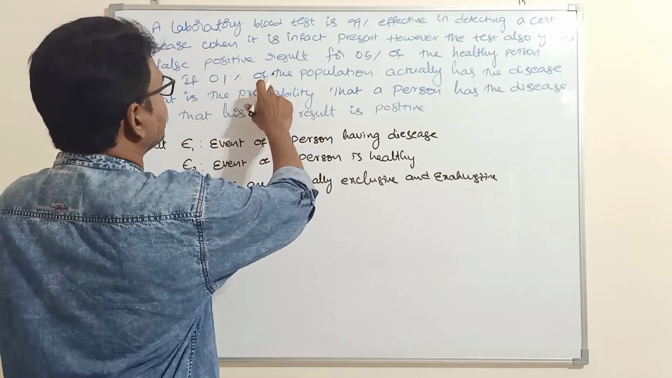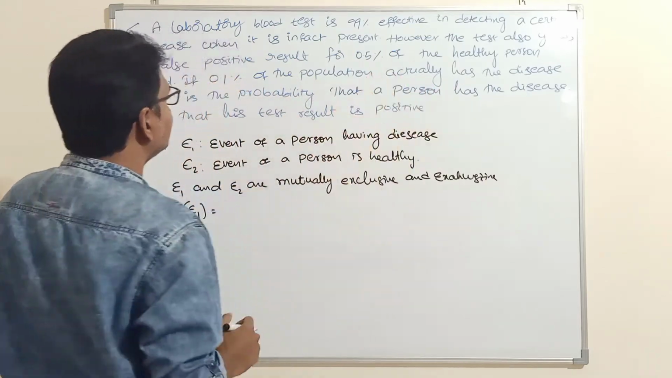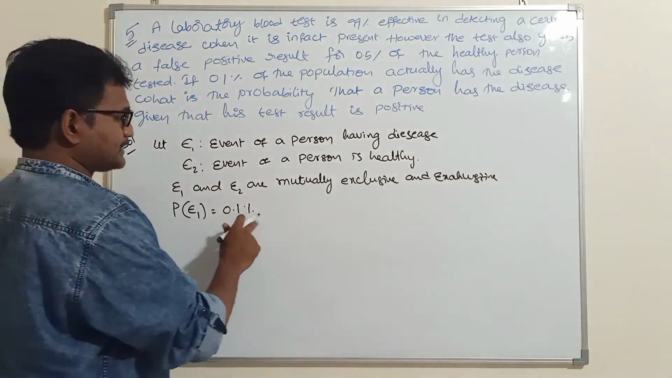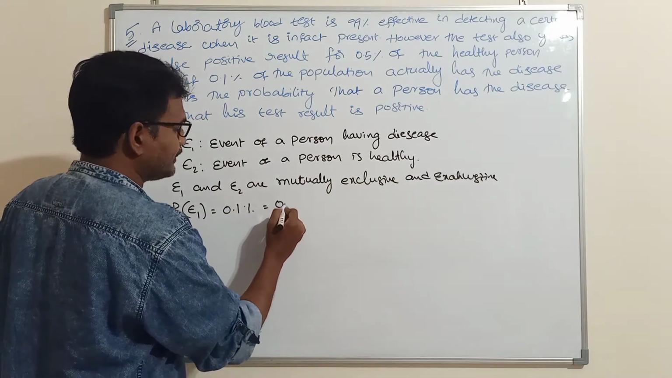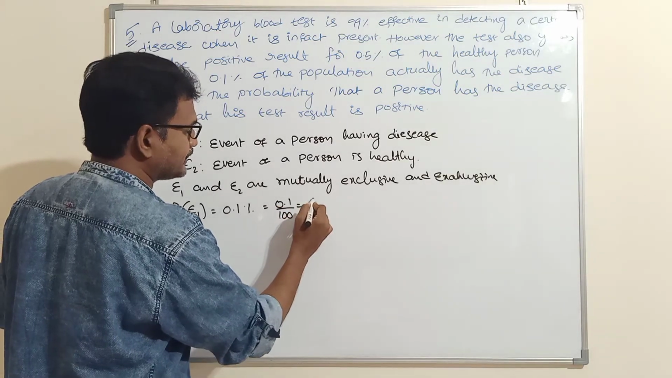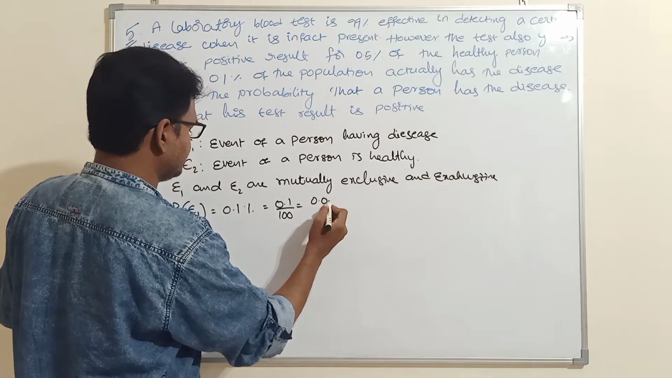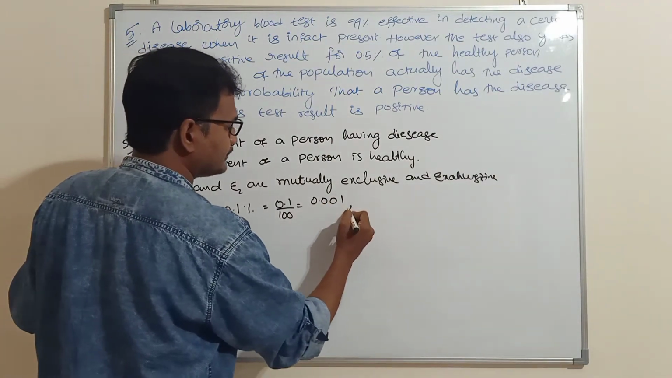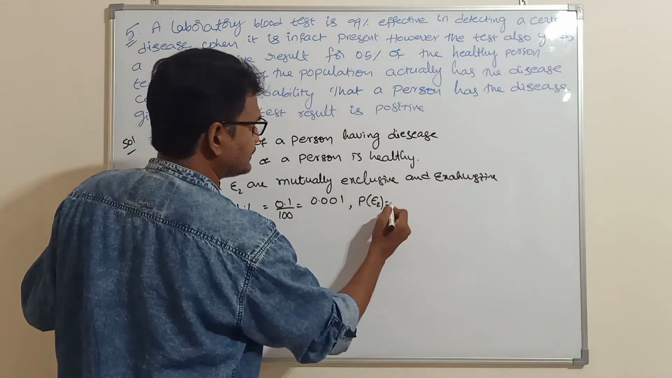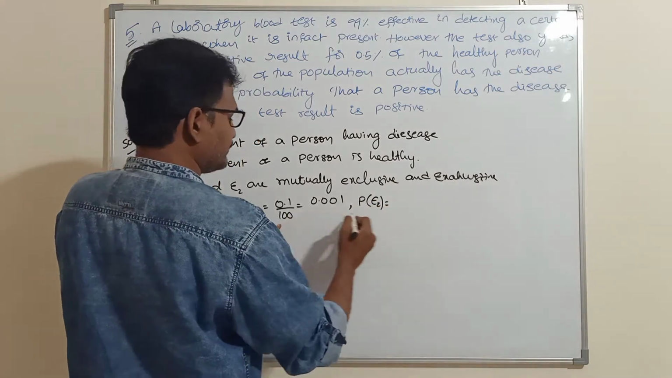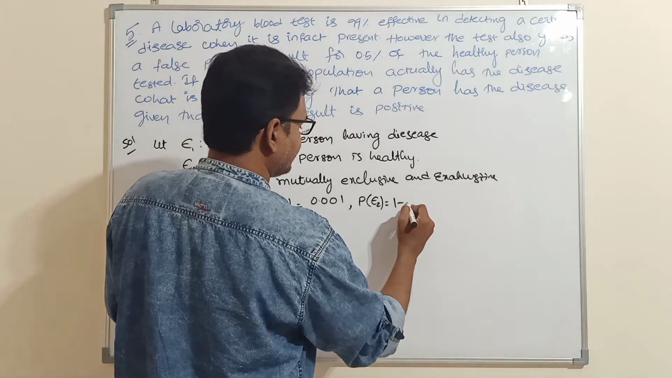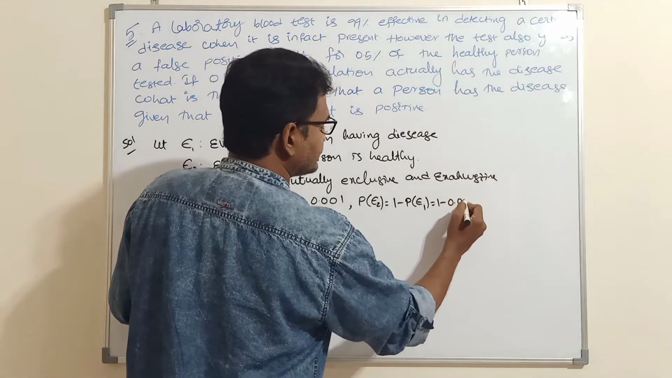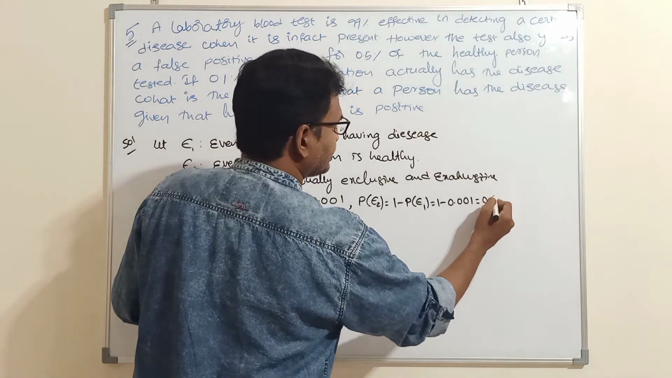Here it is given 0.1% of the population actually has the disease. So that means 0.1 by 100, that means 0.001. Next, what is P of E2? P of E2 is equal to 1 minus P of E1. 1 minus P of E1 means 1 minus 0.001. That means 0.999.